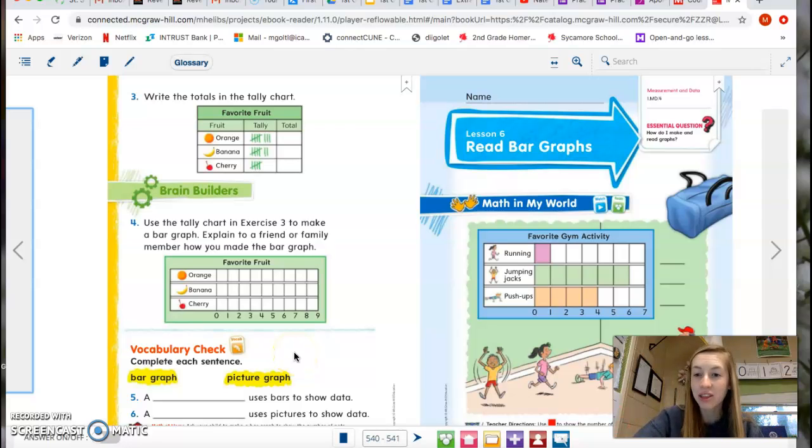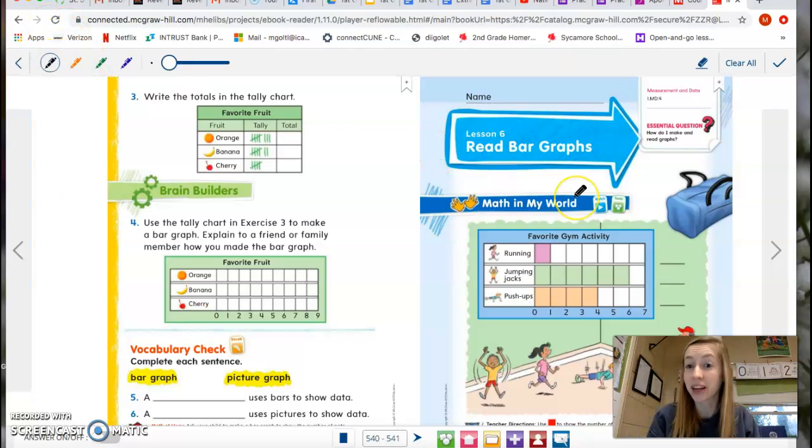Let's do some math this morning. You're gonna have to bear with me a little bit because the marker does not work very well on the computer, but we're gonna try our best. Today we're talking about lesson 7.6, reading a bar graph.